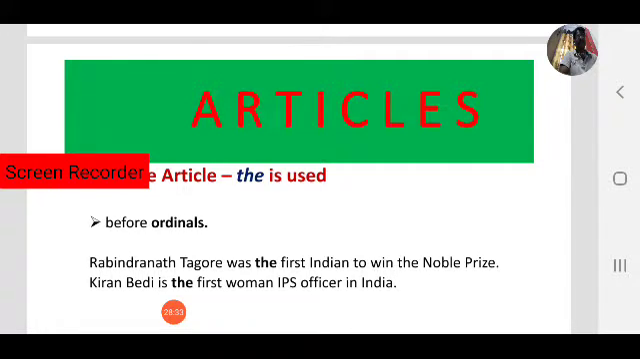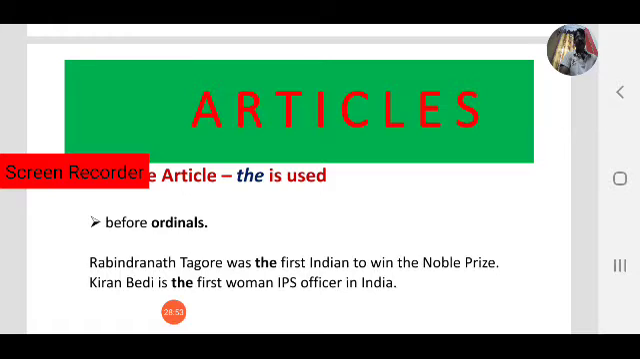Nobel Prize, that is a unique prize, a distinction prize. Many prizes are there, but Nobel Prize is unique. So before Nobel Prize we use the: the Nobel Prize, not a Nobel Prize, that is unique. The first Indian, the first, because first is ordinal.